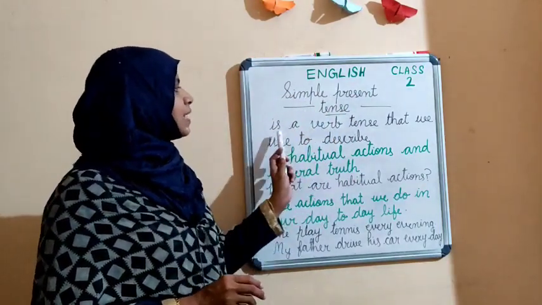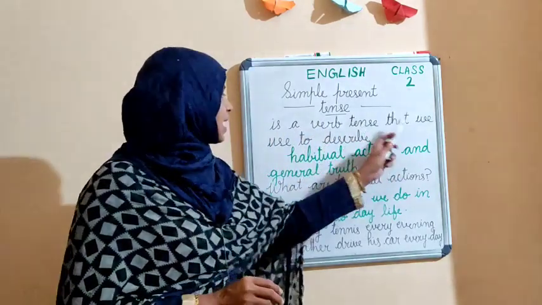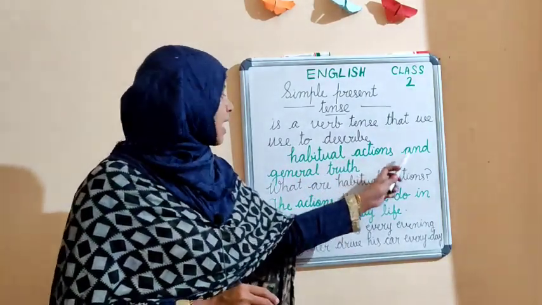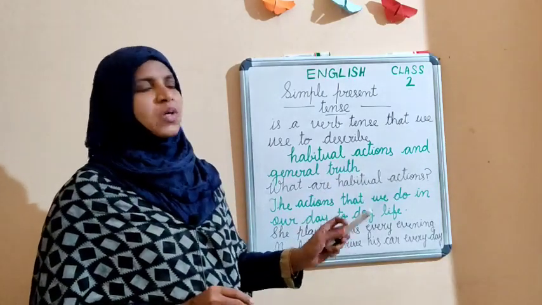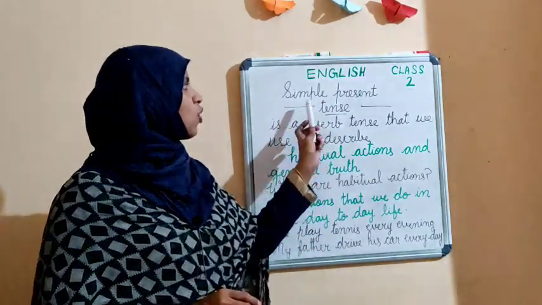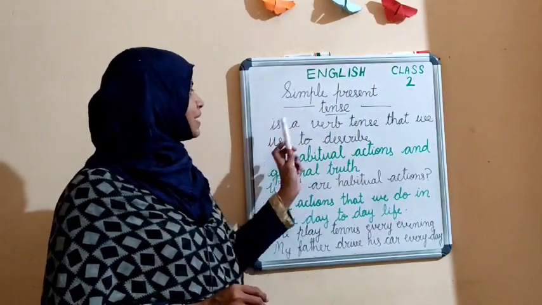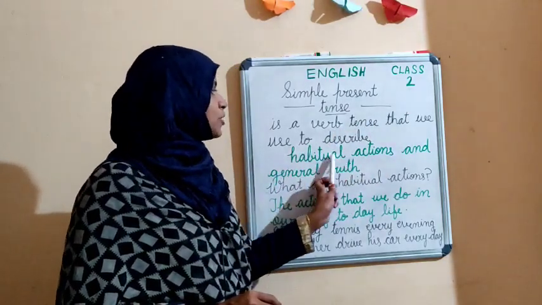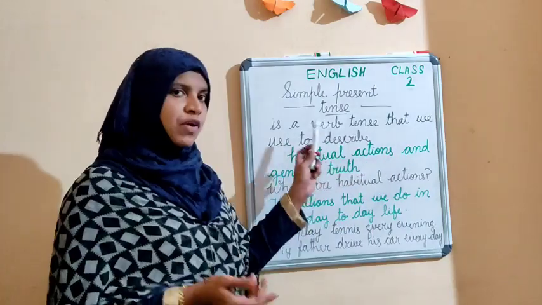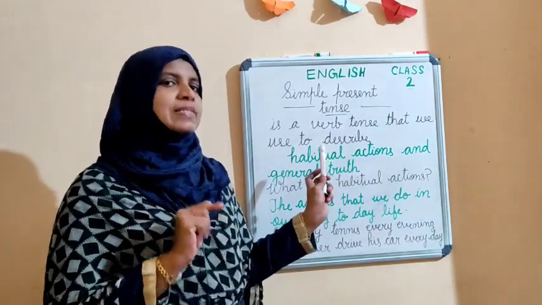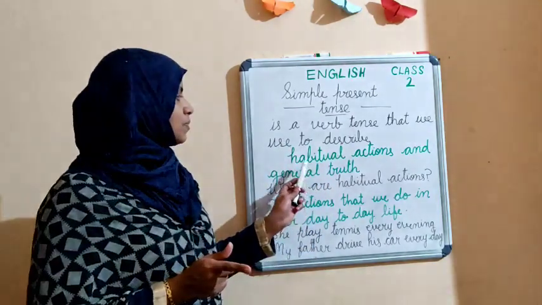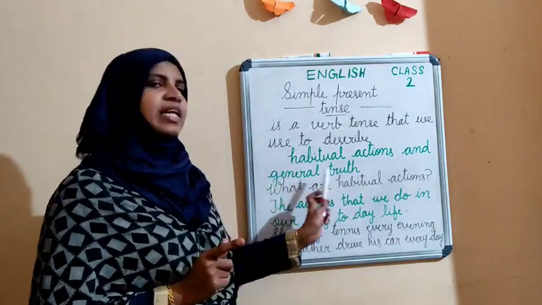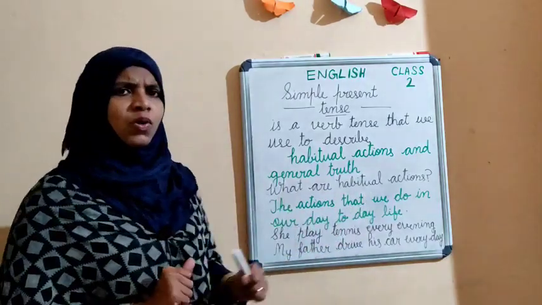Simple present tense is a verb tense that we use to describe habitual actions and general truths. It's the definition of simple present tense. When do we use it? We use the simple present tense to describe habitual actions and general truths. Now, let us check.